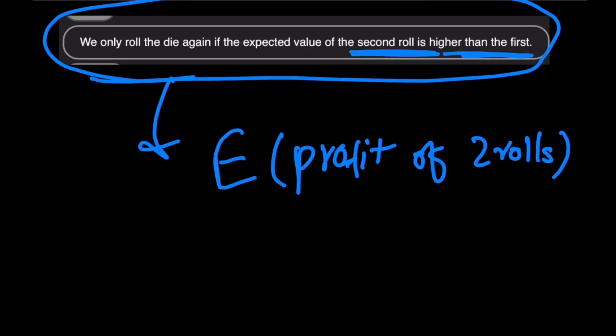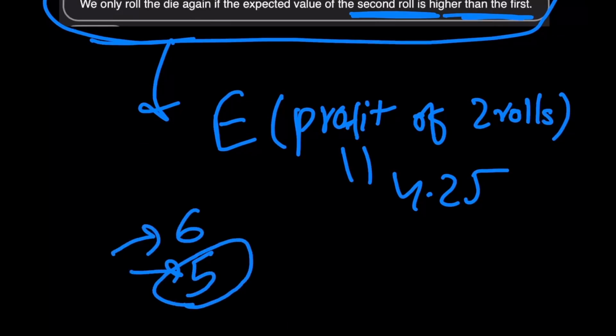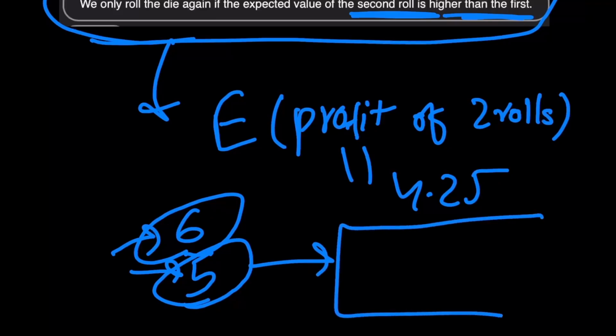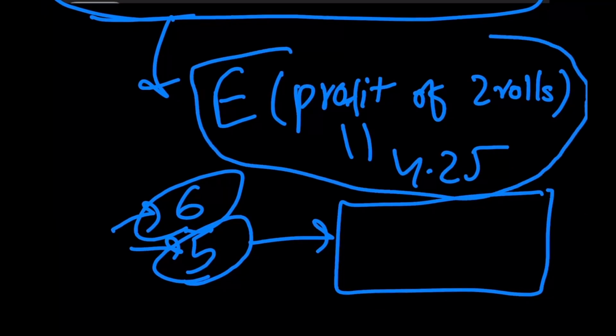Now, use the exact same logic. We already know that the expected profit of 2 rolls is 4.25. Now, try to think about what happens for my very first roll. If I get a 6 or a 5, I know that this is already greater than the expected profit that I'm going to get if I choose to re-roll again and enter the case where I'm basically playing the game that we just talked about.